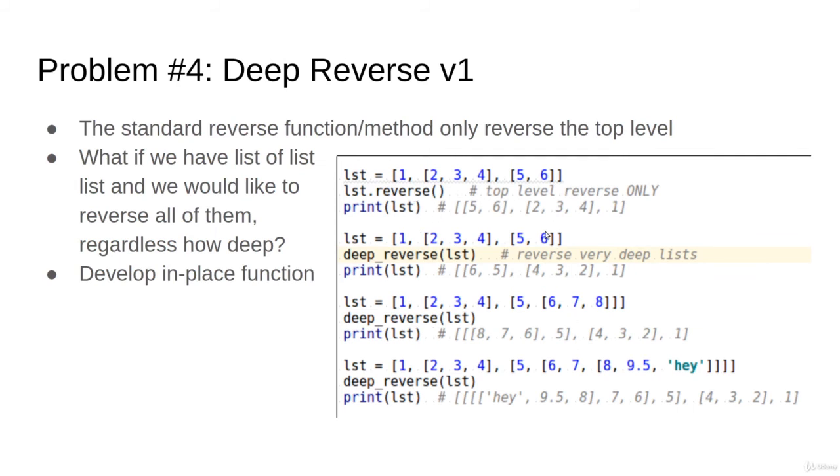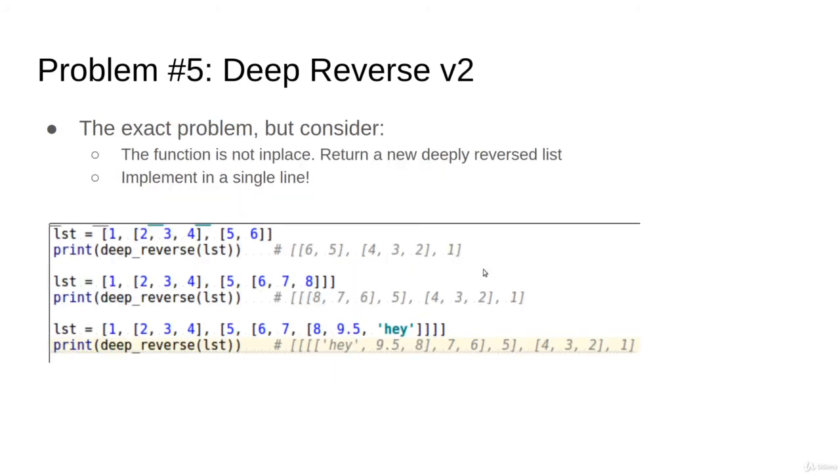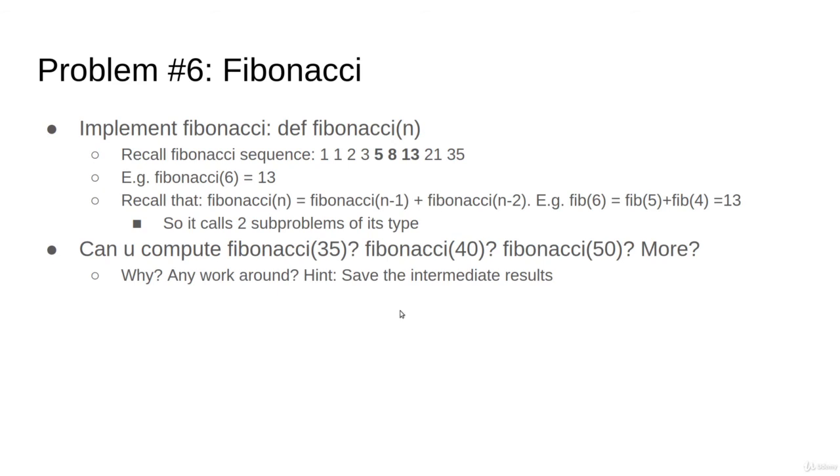This function is an in place function. So this is your first task. In the second task, you will implement the same one, but first of all, it will not be in place. It's going to return a new deeply reversed list. The second constraint, I would like you to implement this function in only a single line that's going to do a complete deep reverse.